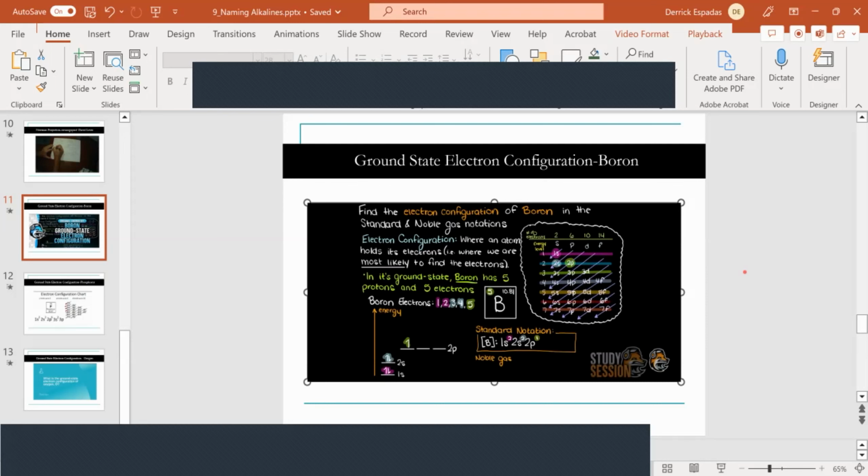To write this electron configuration in noble gas notation, we just go to our periodic table and find the noble gas closest to boron with less electrons. This is going to be helium, which has a 1s2 electron configuration. Therefore, we can just substitute our 1s2 with helium like so. This is going to be much more useful when you're writing the electron configuration of larger elements.